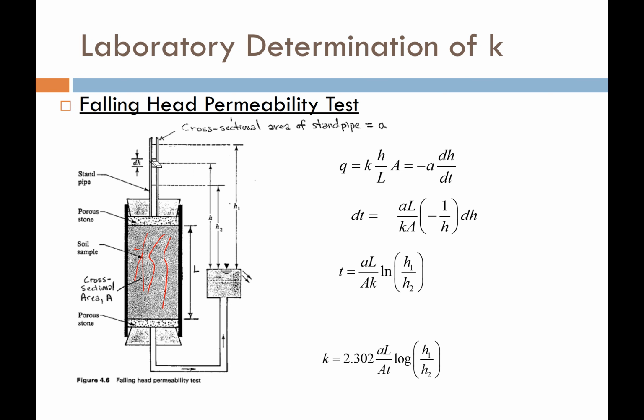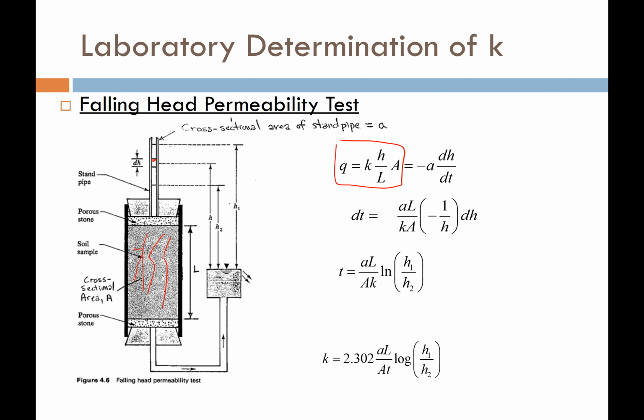Now, as that level of water drops, because of Darcy's law, we know that the velocity of the water flow is going to decrease as that head level drops. So all we need to do then is account for that change in hydraulic gradient with time. And then we can back calculate the hydraulic conductivity. So again, here's our governing equation. This is Darcy's law.